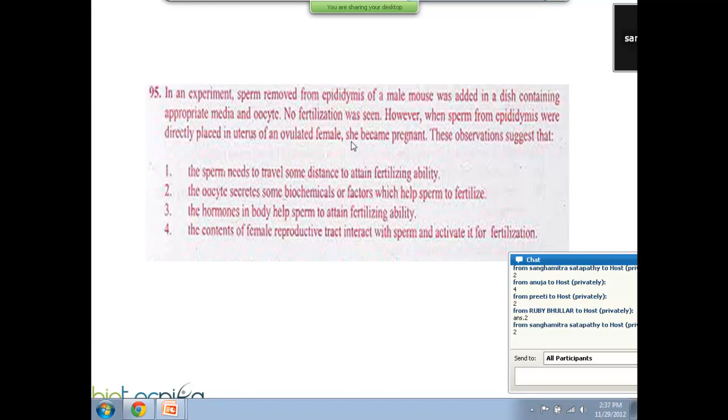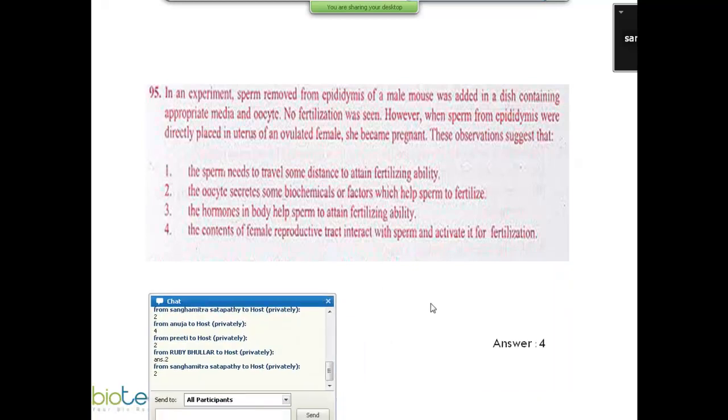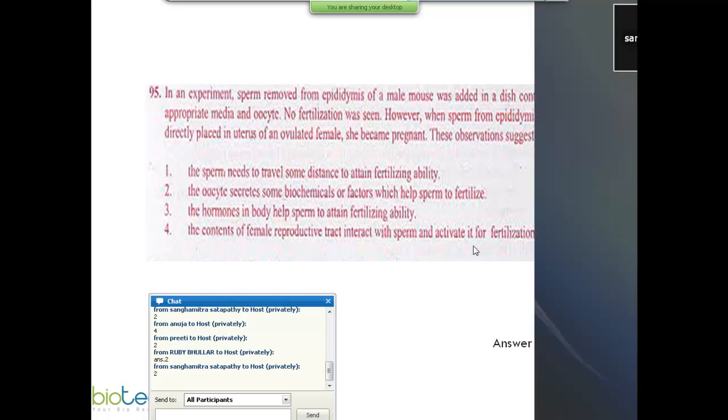So in this question, the most appropriate answer is option number 4. You can get confused between 2 and 4 because the oocyte secretes some biochemicals and factors which help sperm to fertilize, but the oocyte is not secreting anything, so that is where we can get crossed. So the content of the female reproductive tract interacts with the sperm and activates it for fertilization. That is the right option. Everyone, Preeti, Ruby, Sangamitra.